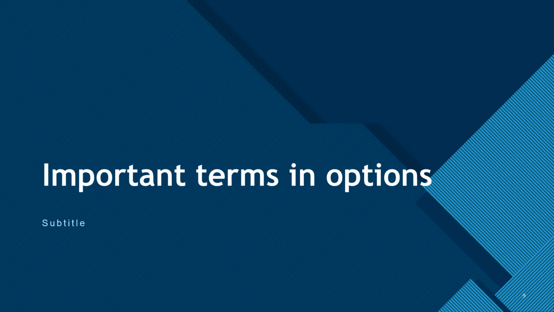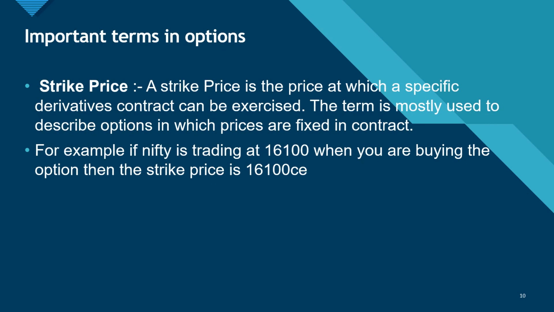Before learning the option setup, you must know a few important terms related to the options market. First one is strike price. What is a strike price? Strike price is the price at which the contract is trading. For example, if Nifty is trading at 16,000 and you are gonna buy the 16,000 call option, then 16,000 is called the strike price.